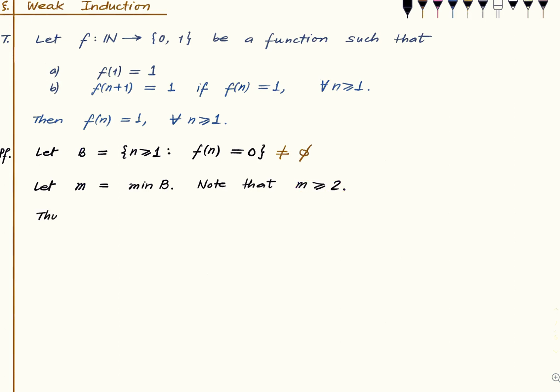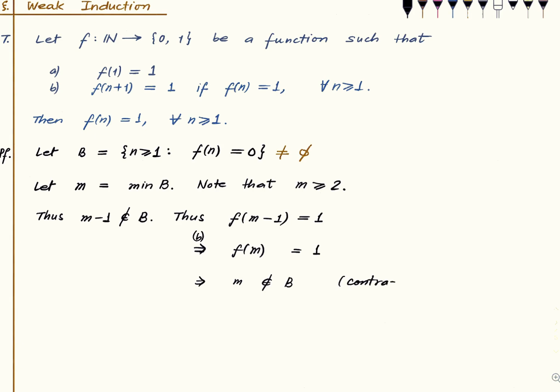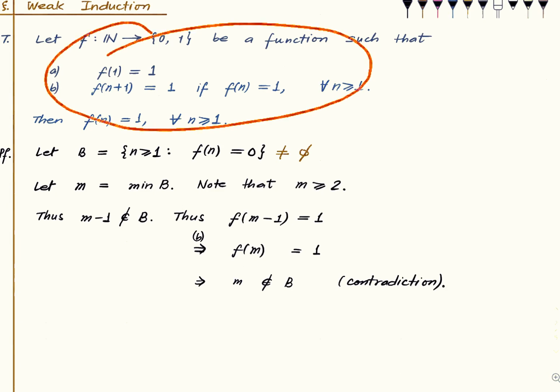Therefore, m minus 1 is a natural number which is not in B, which implies f(m-1) is 1. Since m minus 1 is a natural number and not in the bad set, f(m-1) must be equal to 1. But then apply condition B to get f(m) equals 1, which implies m is not in the bad set, which is a contradiction. That's it. That's the reasoning behind the truth of this statement. And this is called weak induction.